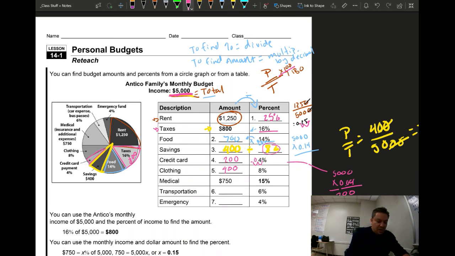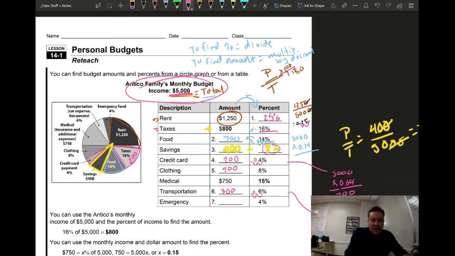Now transportation, 6%. So again, this is another one where you will have to move the decimal twice and multiply by 5,000. However, if I see 8% is 400, 4% is 200, 6% is between the two of those, so I can expect this to be 300, and that's without doing any math. However, you can still do this right here: 5,000. Why 5,000? Because that is my budget. That is the total money that I have. Times 0.06.